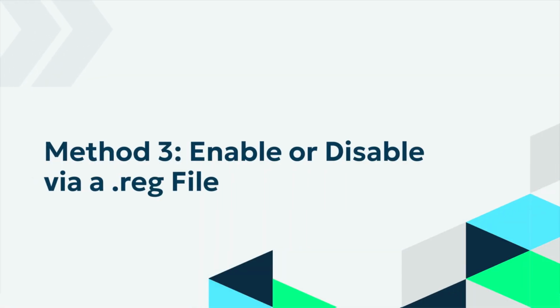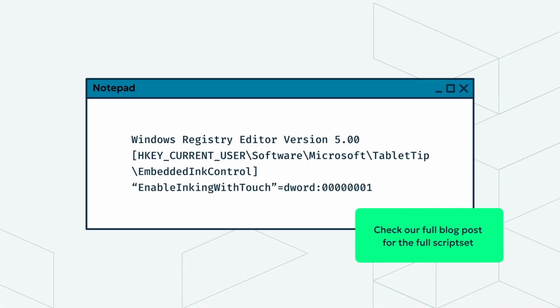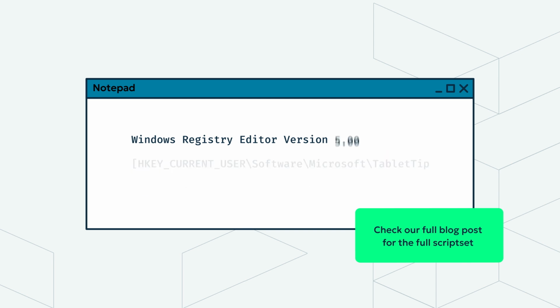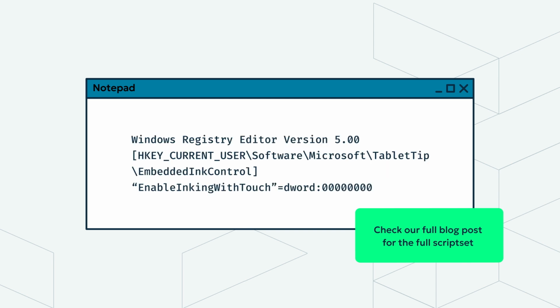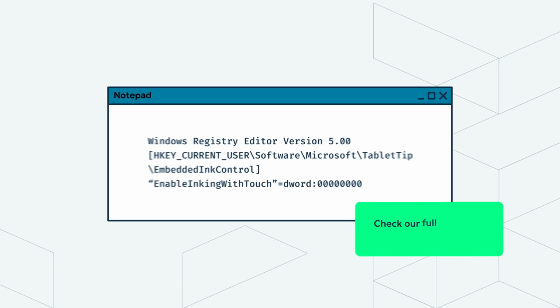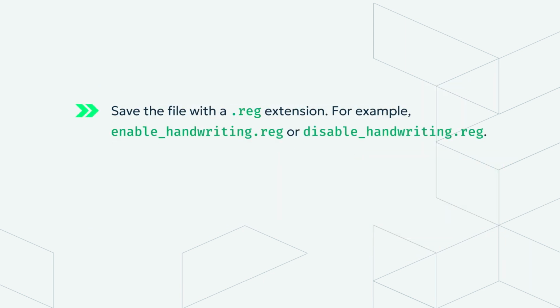Method 3. Enable or disable via a .reg file. This method automates the registry edits using a .reg file. Open Notepad. To enable, paste the following code. To disable, use this code. Save the file with a .reg extension.